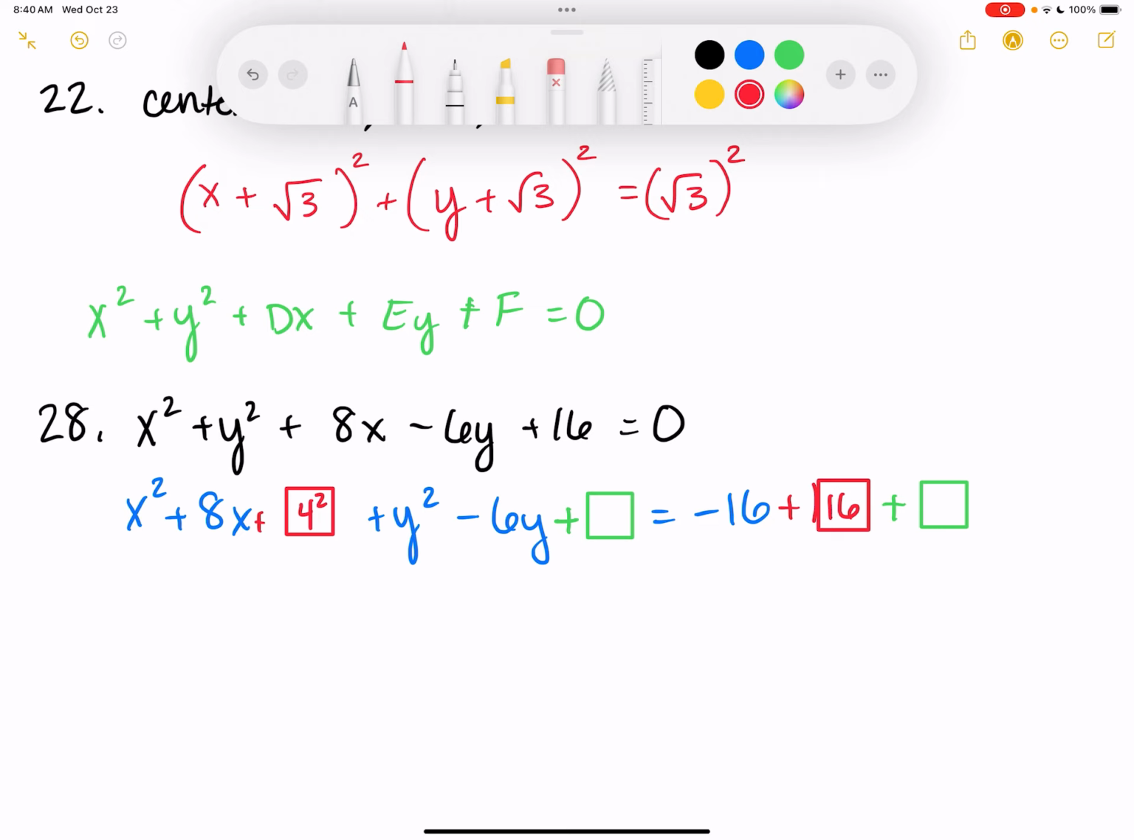Totally up to you. If you wanted to, you could write 4 squared over here instead of writing 16. I've just done it for so long, this is the way I find easiest. So then I need to do the same thing here. I need to half the middle term and square it. So what number would that give me for the y one? 9. Yes. So 3 squared or 9. However you want to do it.